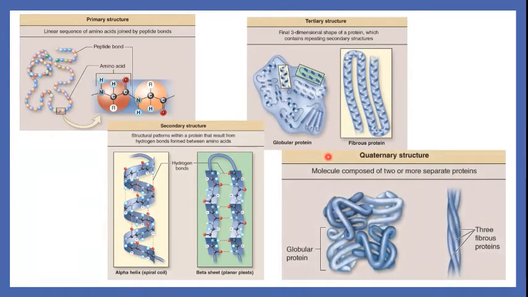Lastly, we have the quaternary structure. This is when a molecule is composed of two or more separate proteins. Here in this example, this protein has formed from 4 globular proteins. 1, 2, 3, 4. This is actually probably a hemoglobin. It takes all 4 individual proteins coming together to form one hemoglobin.